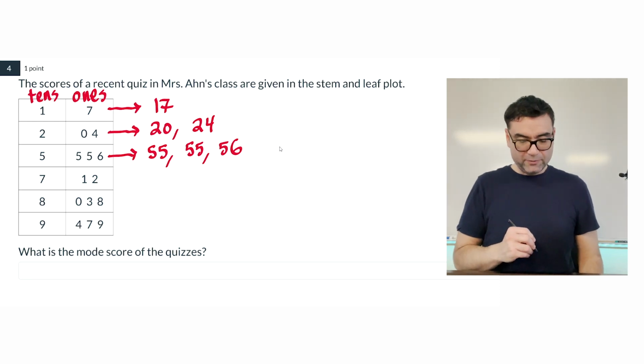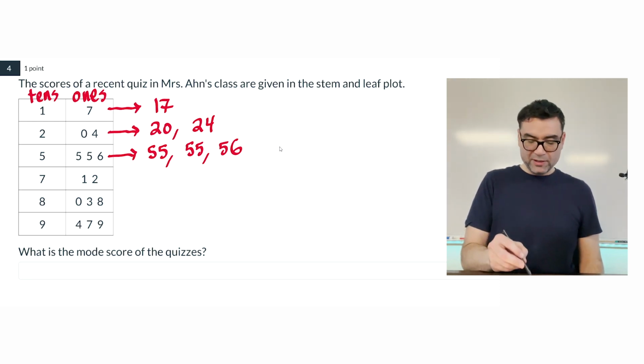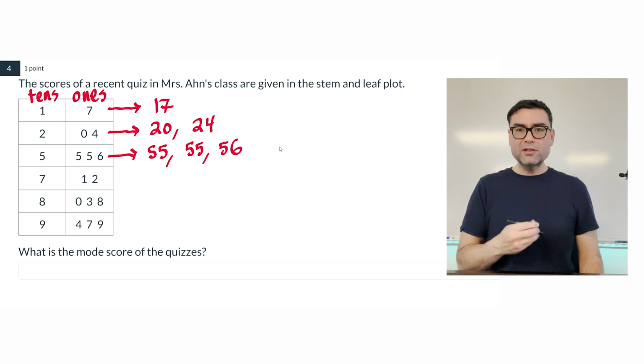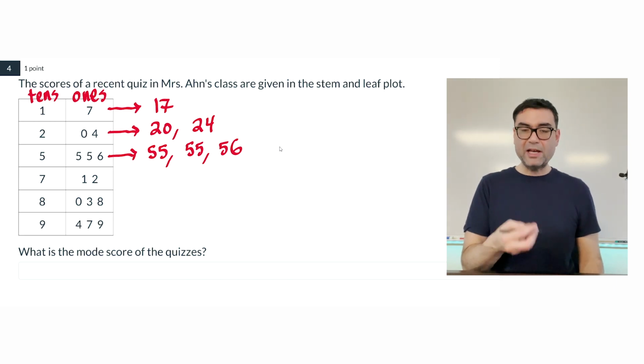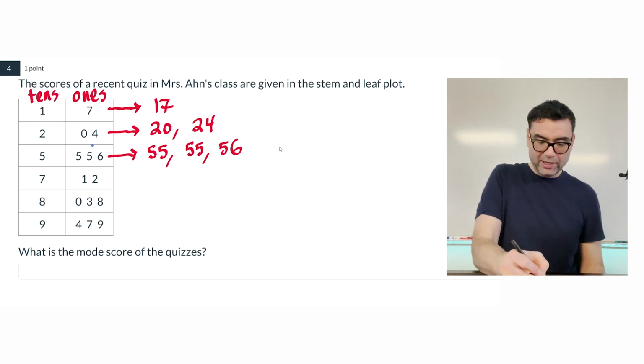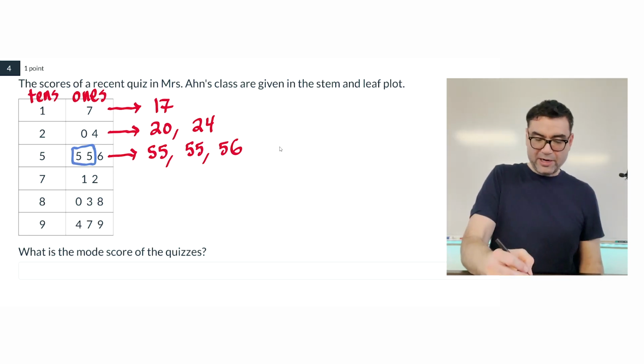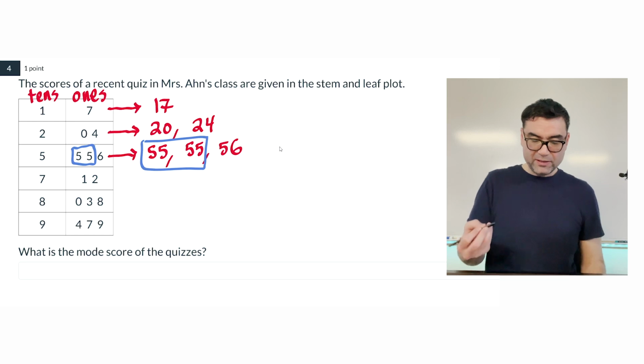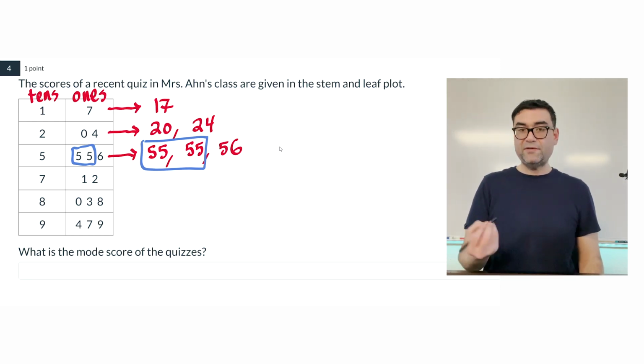And all it asks is, what is the mode score of the quizzes? So the mode means the most frequent value. So if you look at the table and you find any repeated values, that's a candidate for the mode, right? So the only digit I see repeated is right here. And that would actually be these 2 values here. So that means the mode of this data set is 55.